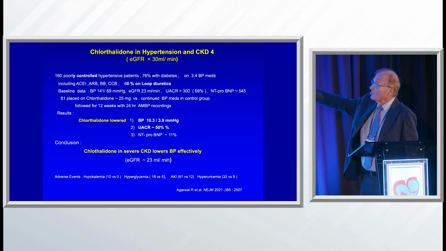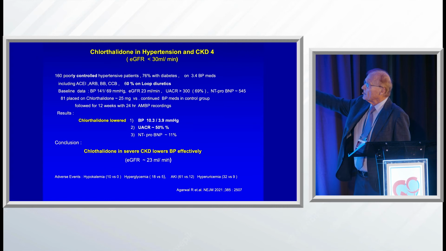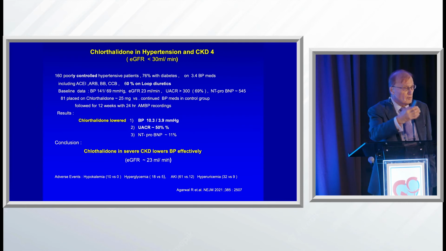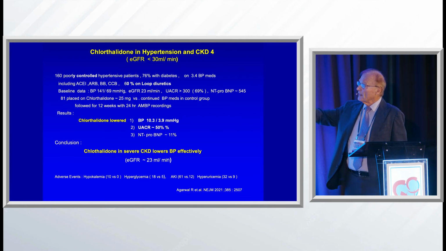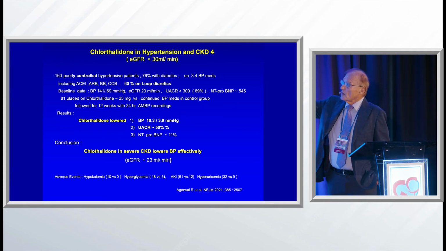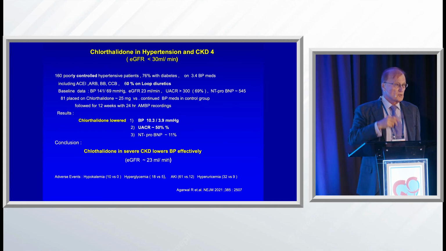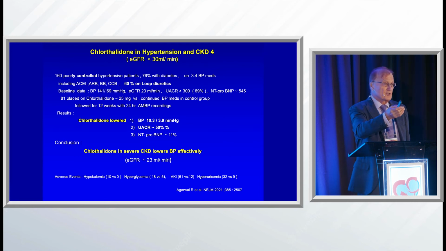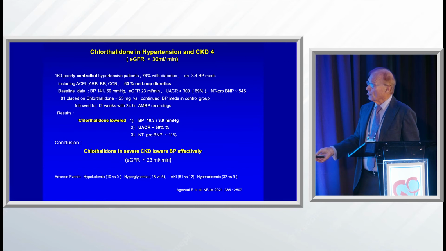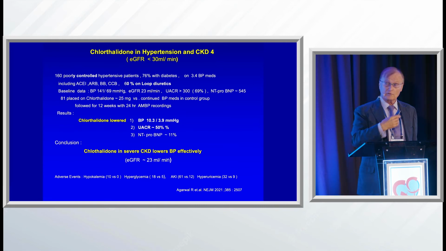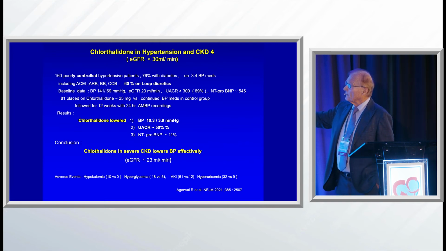He took patients with eGFR 23, 140/90 blood pressure, albumin over 300, elevated NT-proBNP, and he just switched half of them from the furosemide to chlorothalidone. The average dose was 25, and look what happened. The blood pressure, which was uncontrolled, was suddenly controlled. Okay, so he didn't add a new drug; he just substituted chlorothalidone, and you got the albumin down another 50% because you lowered intraglomerular pressure, and the NT-proBNP went down a little bit.